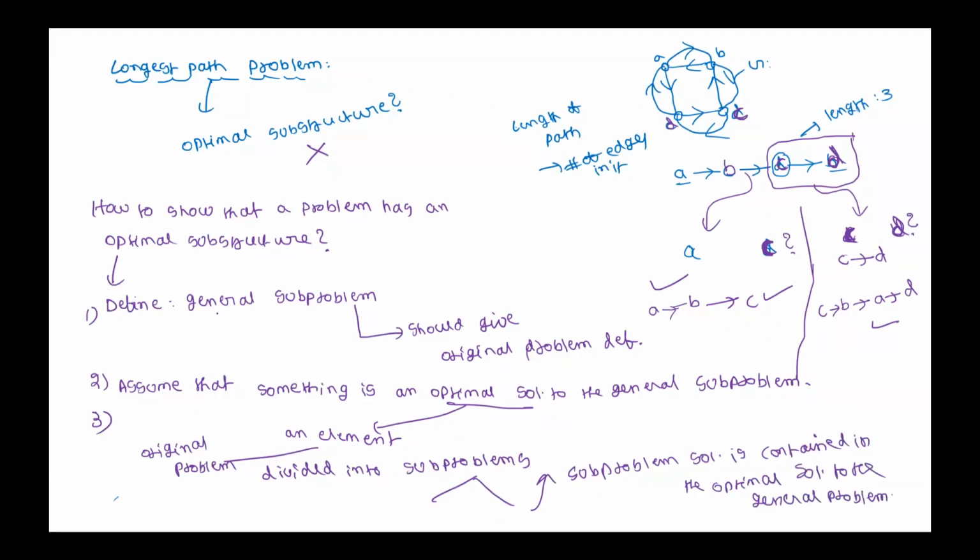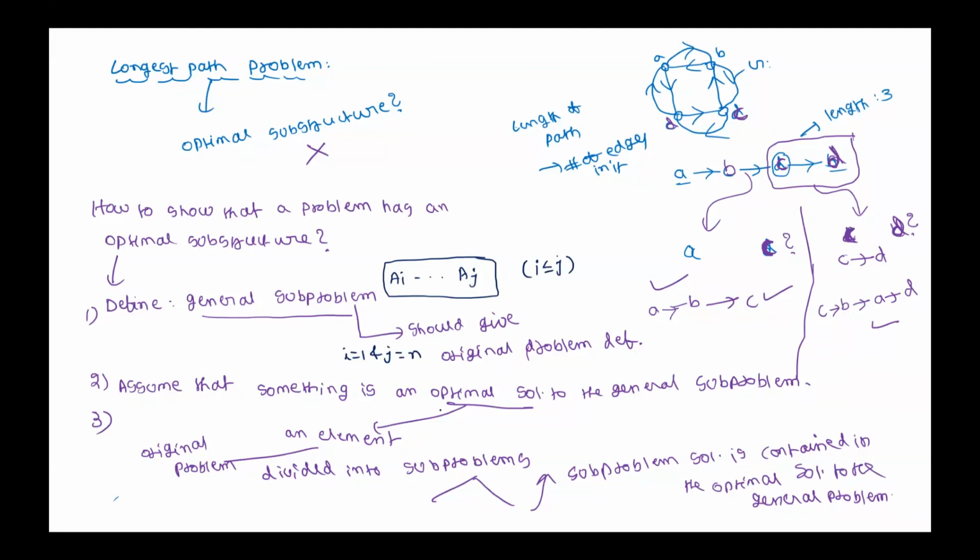Now please tell me, what is the general subproblem definition in the case of the matrix chain multiplication problem? Aij. A_i to A_j, how to multiply efficiently. Is that correct? That is the general subproblem definition. Now, does this definition give the original problem definition also? If I take i equal to 1 and j equal to n, do we get the original problem definition? Yes, that is over.